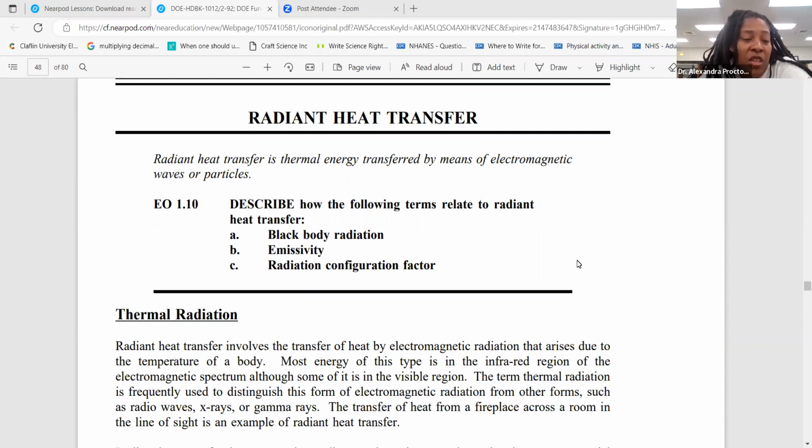And so in order to get this started, we're going to talk about thermal radiation. Radiant heat transfer involves transfer of heat by electromagnetic radiation. And this arises due to the temperature of a body. Most of the energy of this type is in the infrared region.